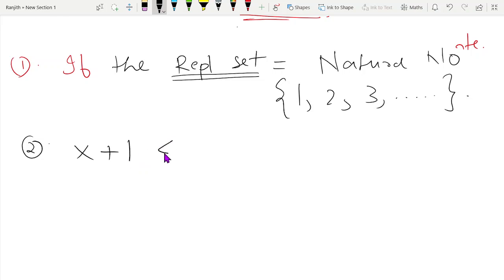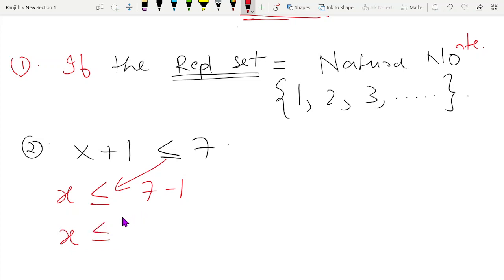x plus 1, answer. So what's the value of x? Who can answer this? x is less than or equal to 7 minus 1, 6. Look, an inequation is not only equal to; it can be less or equal to. What does this symbol stand for? Less than or equal to.